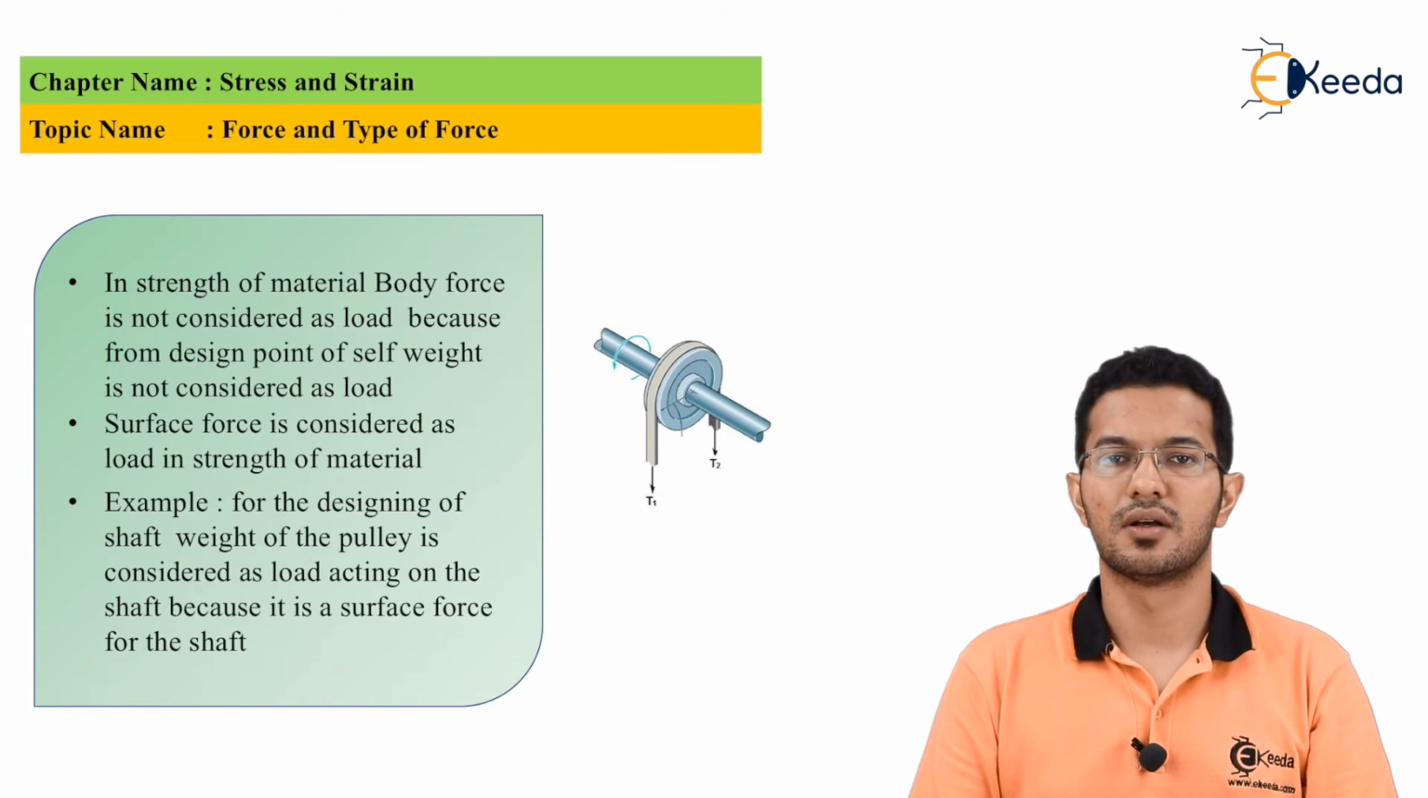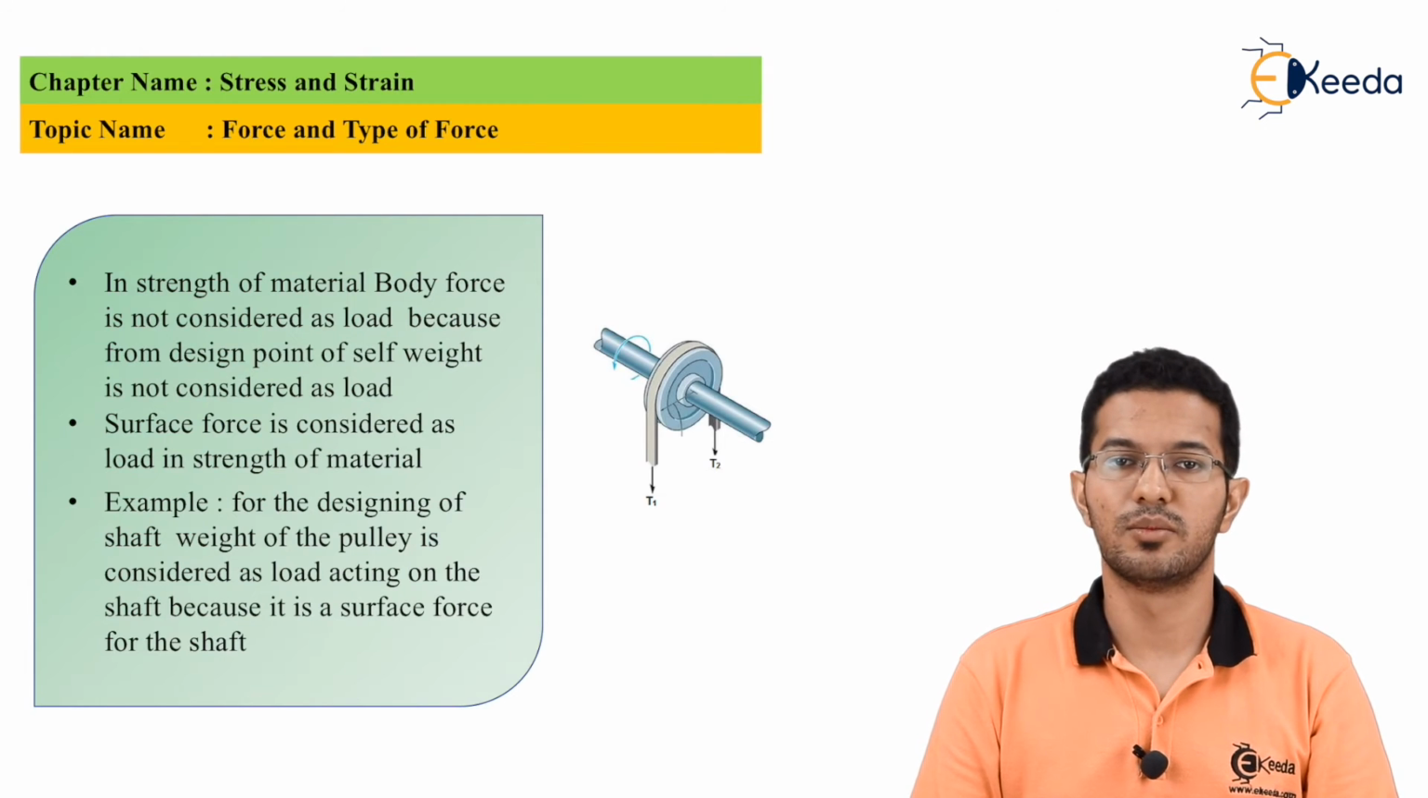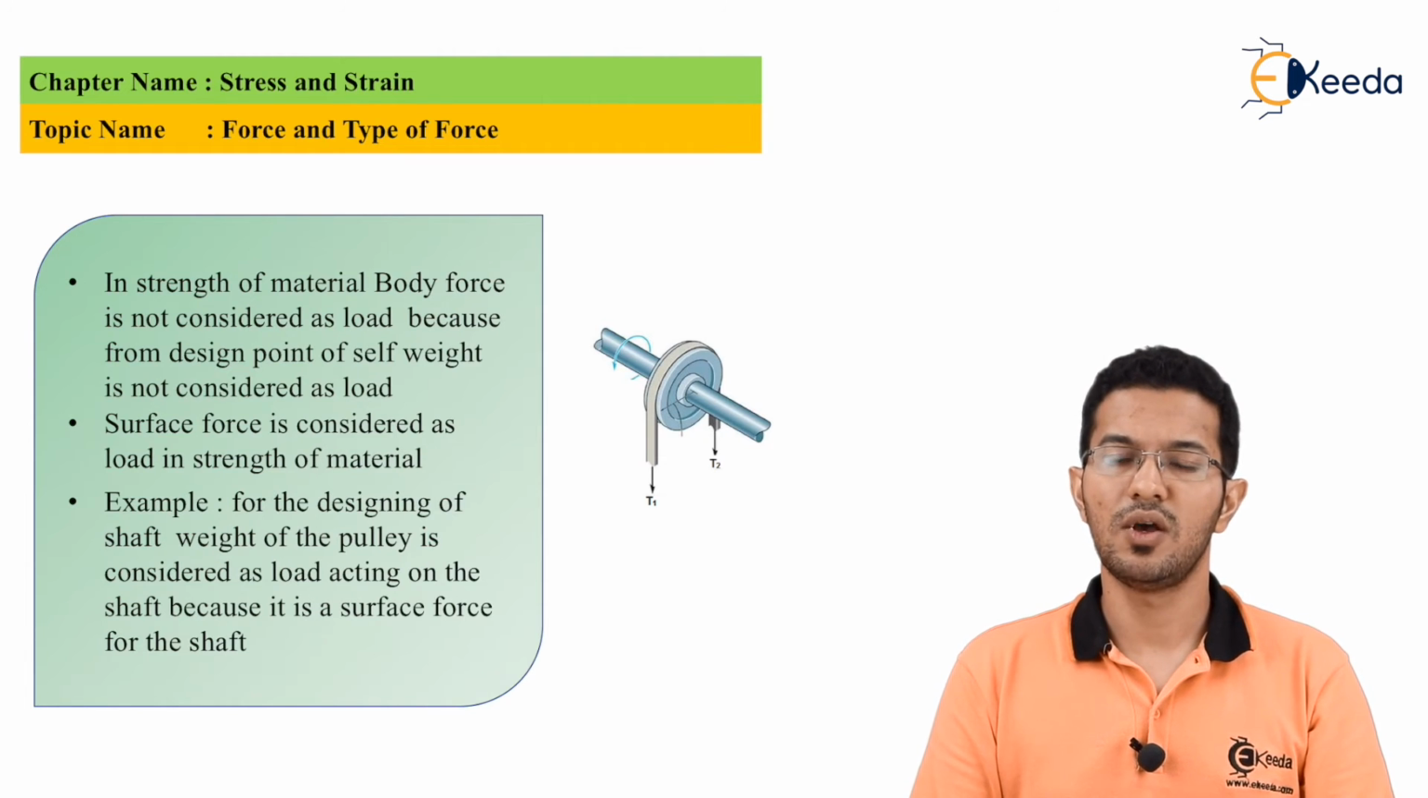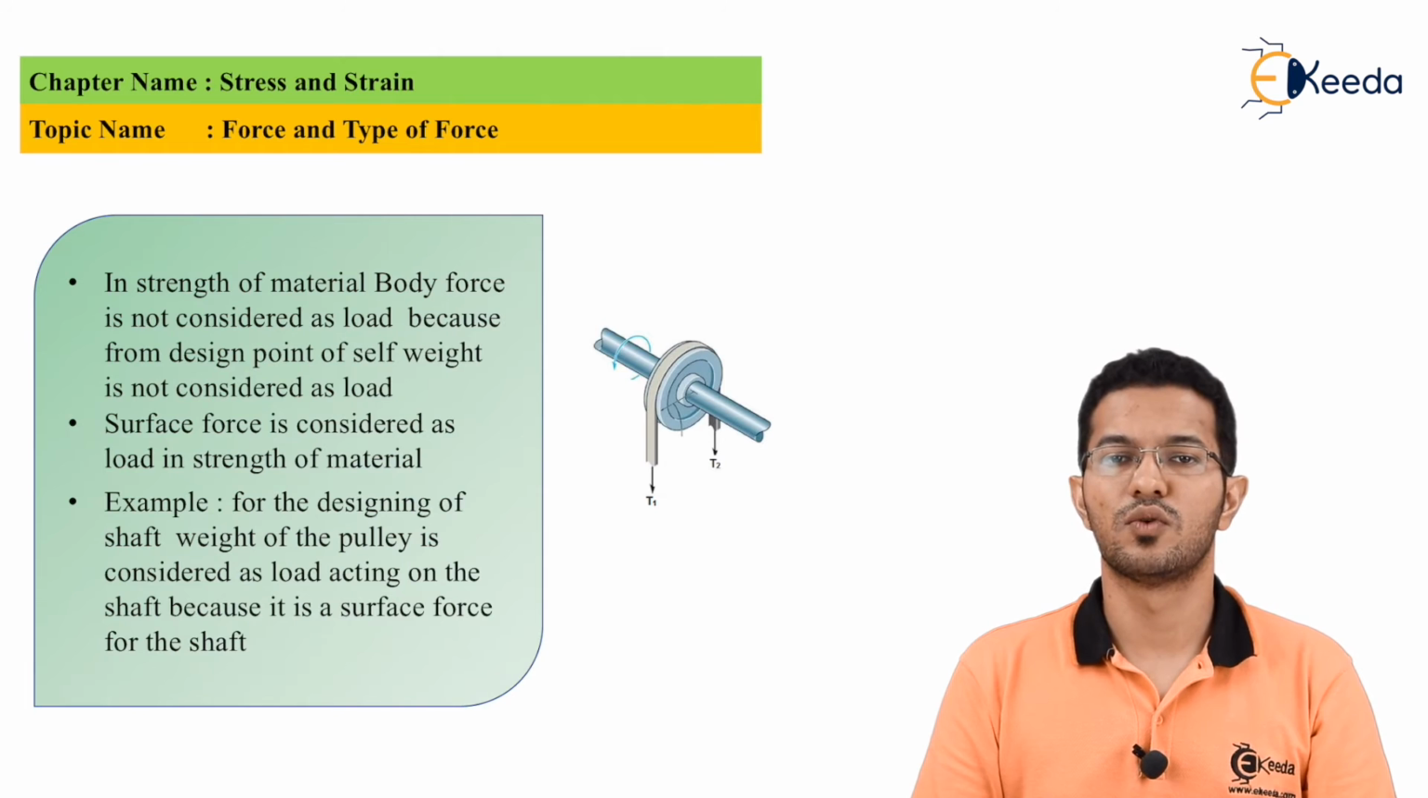In the diagram shown in the figure, a pulley is mounted on a shaft and the weight of the pulley is W. We must design a shaft, and we never consider the weight of the shaft as a load because it is a body force. We only consider the weight of the pulley or any other members mounted on the shaft, because the pulley weight is distributed all over the surface of the shaft. Hence, it is the surface force, that's why it is considered as a load.